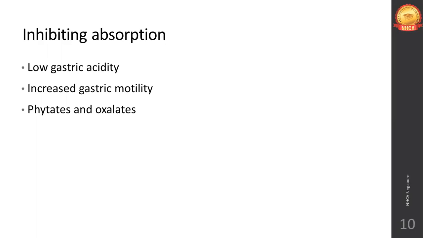Phytates can inhibit both calcium absorption and oxalate absorption. So this is the reason why, if you're having any phytate rich or oxalate rich food, you should have some amount of calcium with that, so that calcium can take care of phytates and oxalates, so it will not harm the iron much.